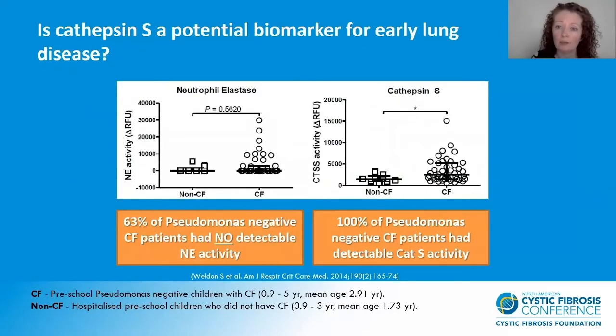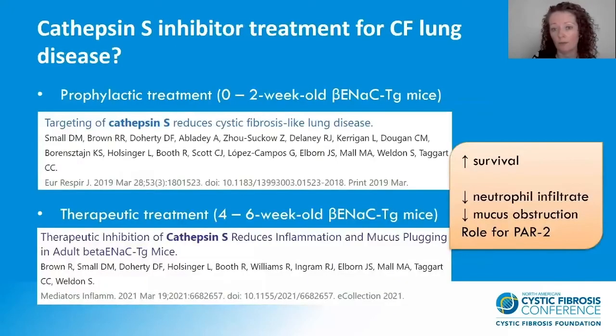Like elastase, free and active cathepsin S was detectable in early CF. In fact, it was present in all CF bronchoalveolar lavage fluid samples that we analysed, compared to elastase, which was detectable in approximately 40% of samples. Unlike elastase, cathepsin S activity was not infection-induced. And for cathepsin S activity, there was a negative association with lung function and a positive correlation with neutrophils in the lavage fluid.